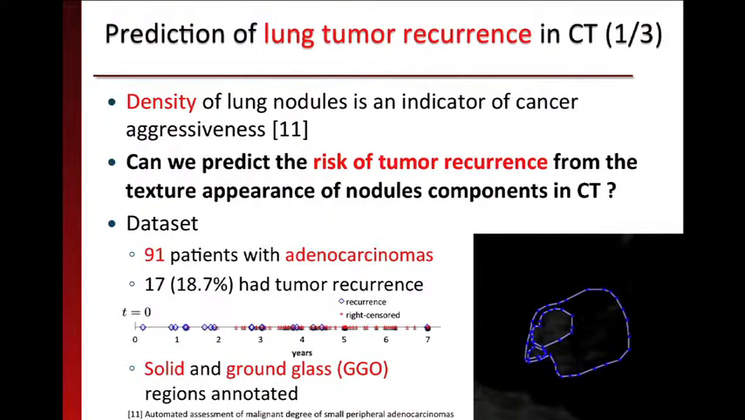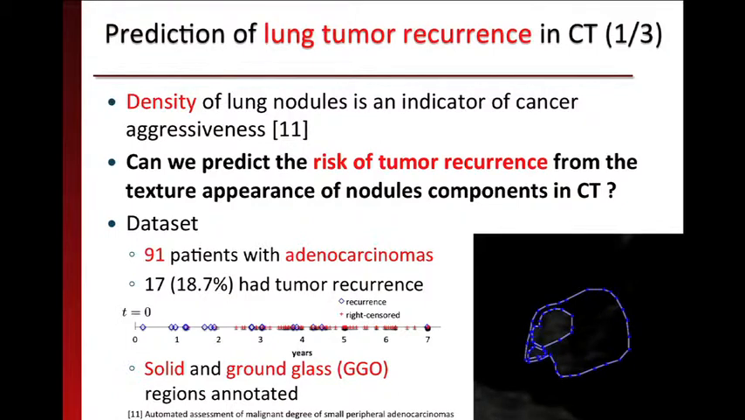So it is known in the literature that the density of the lung nodules is an indicator of cancer aggressiveness. So we would like to address the following question here. Can we predict the risk of tumor recurrence from texture appearance of the nodules in CT? So this is a CT image that is very well zoomed, and this is the delineation of the nodules, with different components. We asked an experienced radiologist to delineate, so this is the ground glass component of the nodules, and those are the solid parts. I guess it's not very easy to see on that image, but okay.